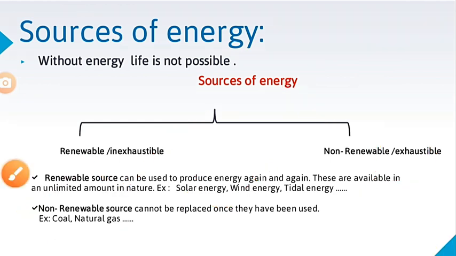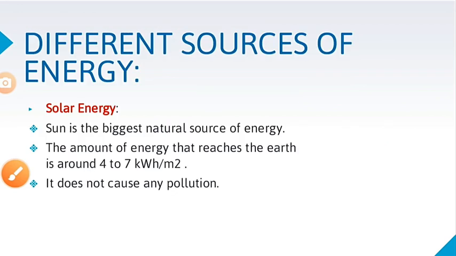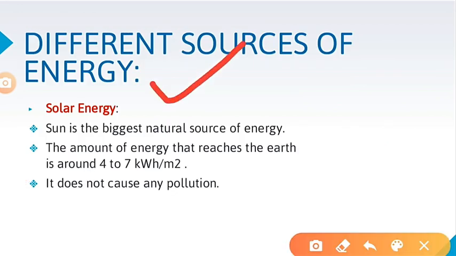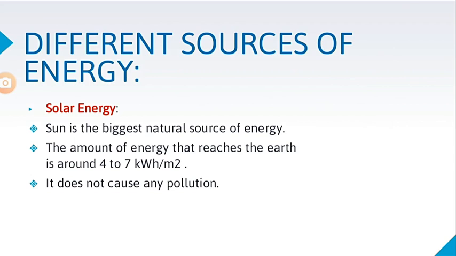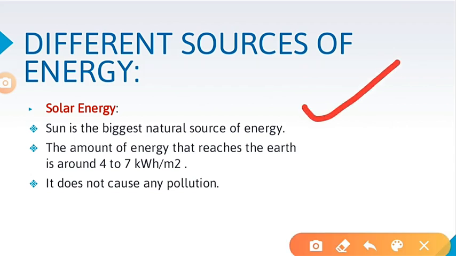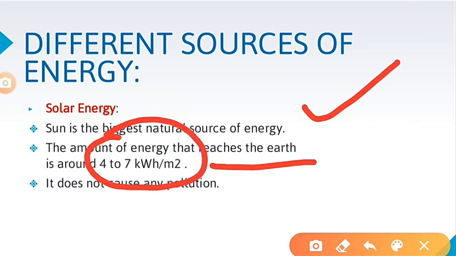Let's see the different forms of energy. First one, solar energy. Solar means the sun. The energy which we obtain from the sun is called solar energy. As we already know, the sun is the biggest natural source of energy, and the important point is that the amount of energy that reaches our earth is around 4 to 7 kilowatt hour per meter square.